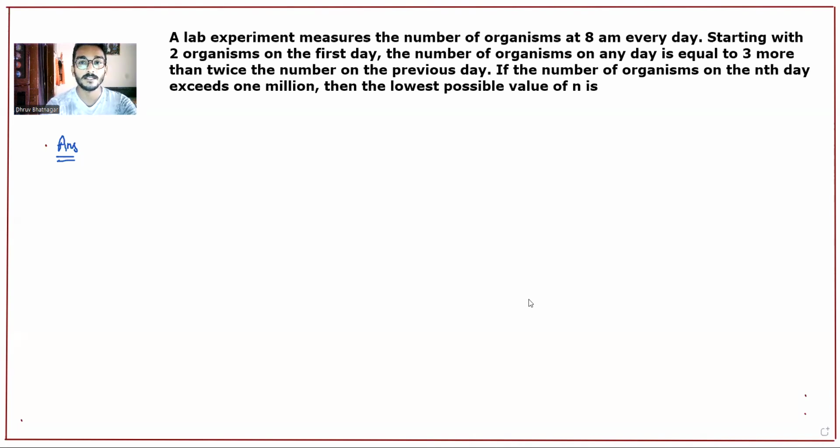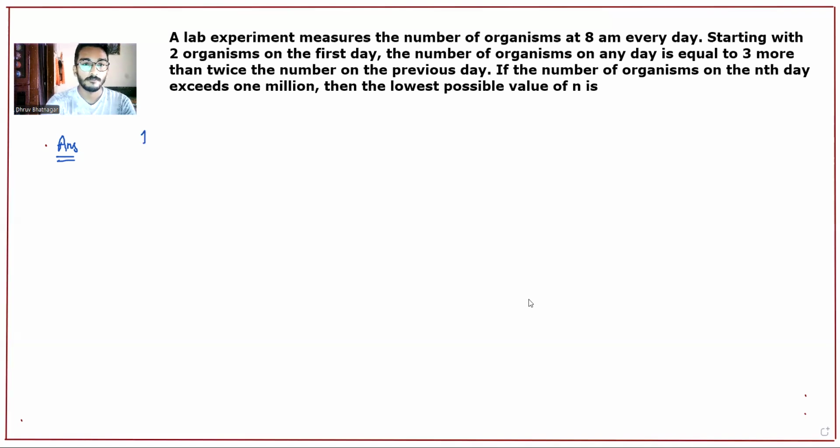A lab experiment measures the number of organisms at 8 a.m. every day. Starting with 2 organisms on the first day, the number of organisms on any day is equal to 3 more than twice the number of the previous day. So if there are 2 on the first day, it would be double 4 plus 3, 7 on the second day. Then 7 doubled is 14 and 3 added, 17 on the third day. It is like this. Number of organisms on the nth day exceeds 1 million. Then the lowest possible value of n is how much?